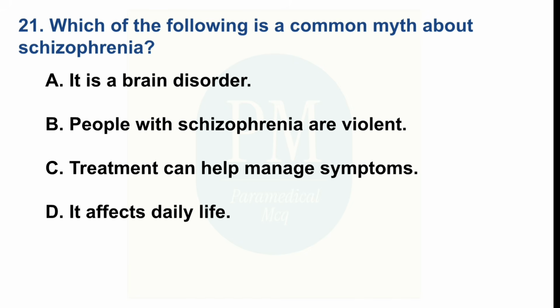Which of the following is a common myth about schizophrenia? Option A, it is a brain disorder. Option B, people with schizophrenia are violent. Option C, treatment can help manage symptoms. Option D, it affects daily life. The correct option is option B, people with schizophrenia are violent.